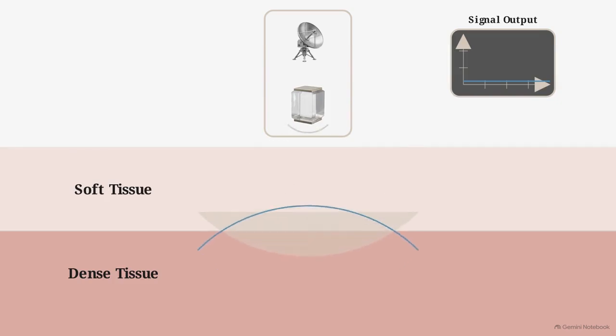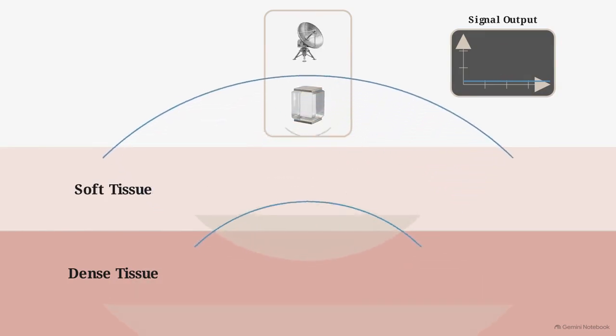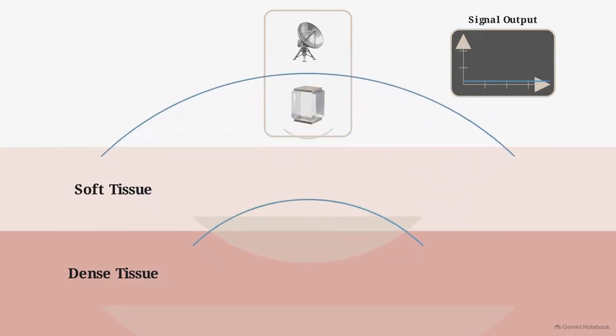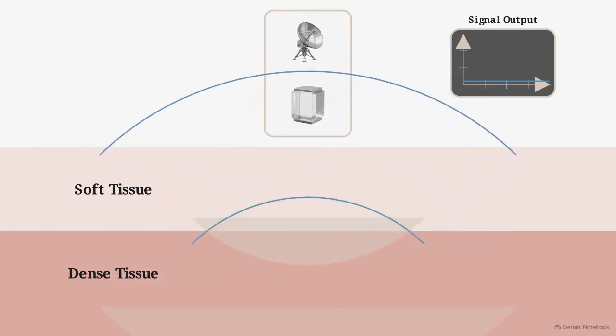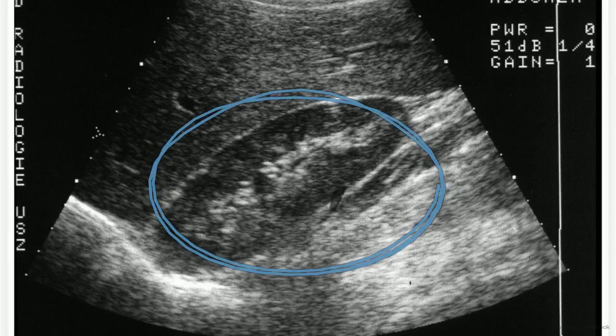As these sound waves travel, they encounter boundaries between different types of tissue. The detector maps the internal anatomy exclusively by measuring acoustic impedance mismatches, listening for the echoes that bounce back every time the sound hits a change in cellular density. This is a sonogram of a kidney.